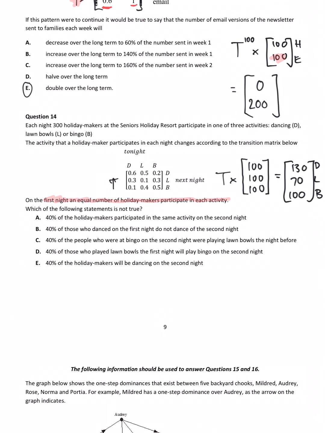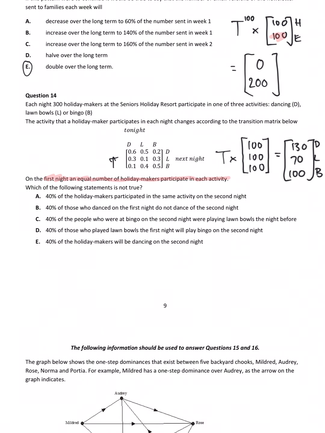I reckon this question's probably the hardest one on the SAC, because questions which make you eliminate options, like the 'not true' ones, are just tedious. You've got to go through each one, but that's fine. So we're going to go through each statement and find which one's not true. First: 40% of the holiday makers participate in the same activity on the second night. So we've got to look at the people in the first night, where we had 100 in each activity, and work out whether in total 40% will stay in that activity.